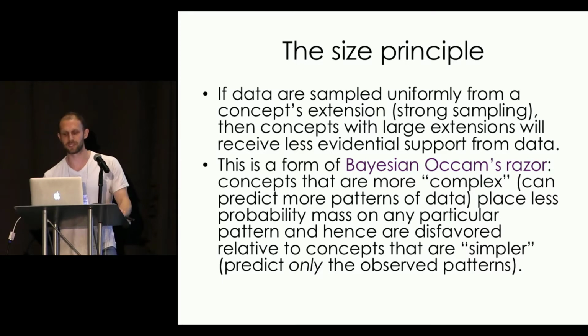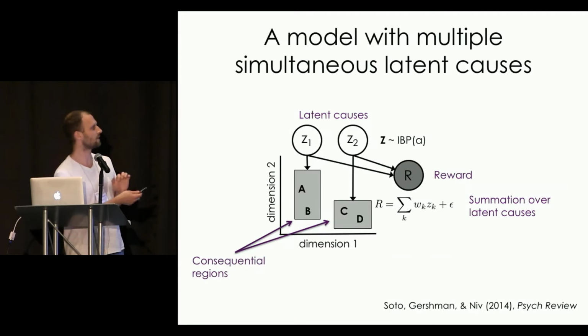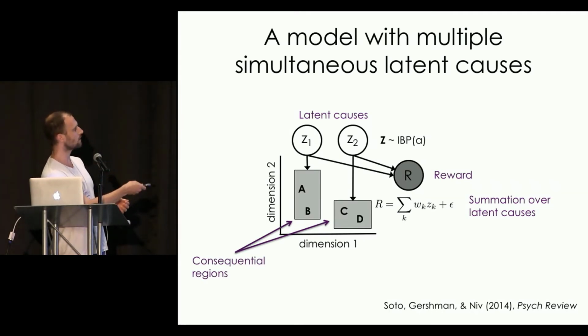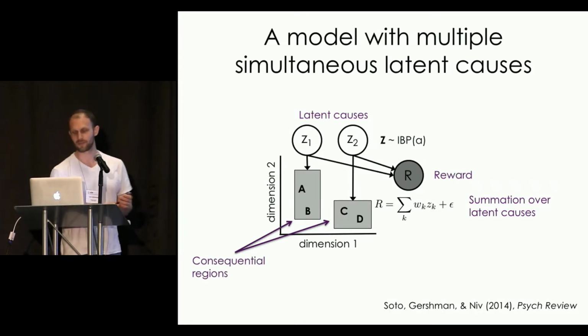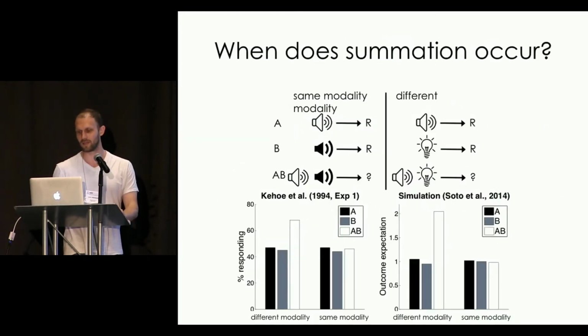This is known as Bayesian Occam's razor because it's going to prefer simpler concepts over more complex concepts. In this context, what we mean by simple is that the consequential regions are going to be smaller, right? So they can generate fewer patterns of data, but they place higher probability mass on any one of those patterns of data.